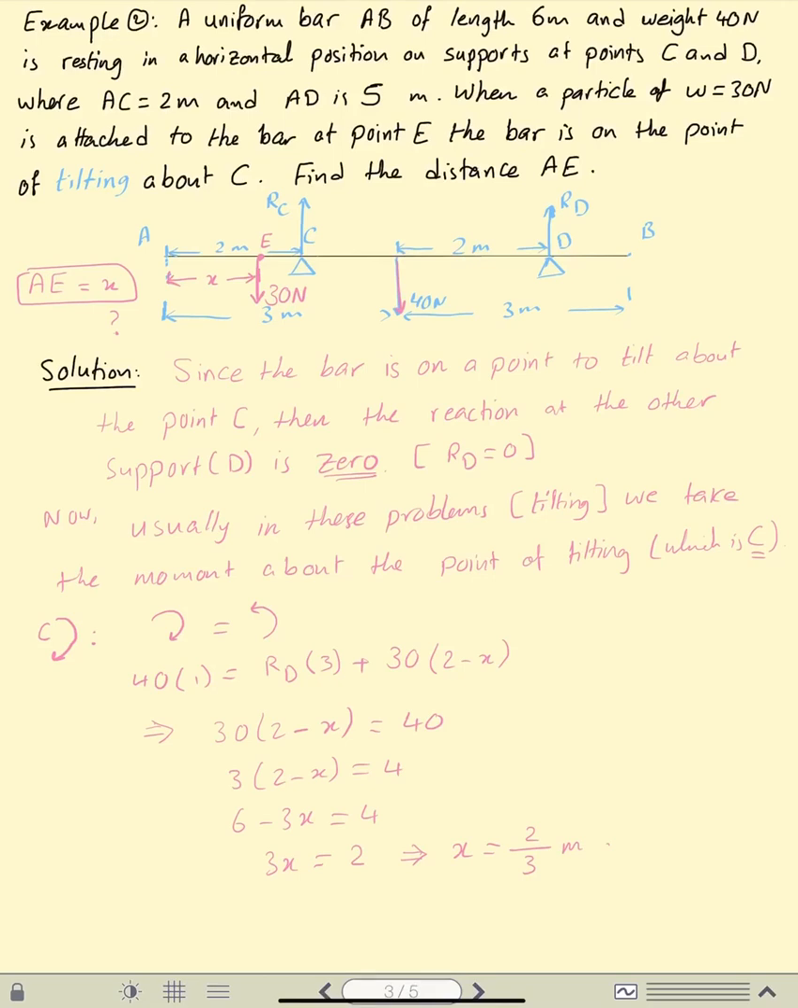Distances now. We're told that we have 2 supports, where AC is 2, so this is C here. It's 2 meters from A, and AD is 5. Since the length of it is 6 meters, dear students, and this 40 in the middle is 3 from D, the distance between the middle and D is 2. 2 plus 3 is 5 meters.